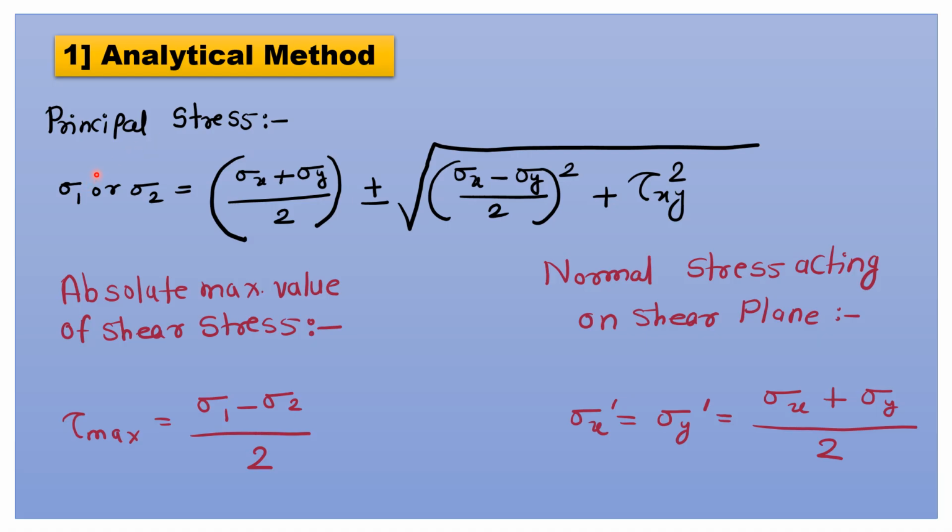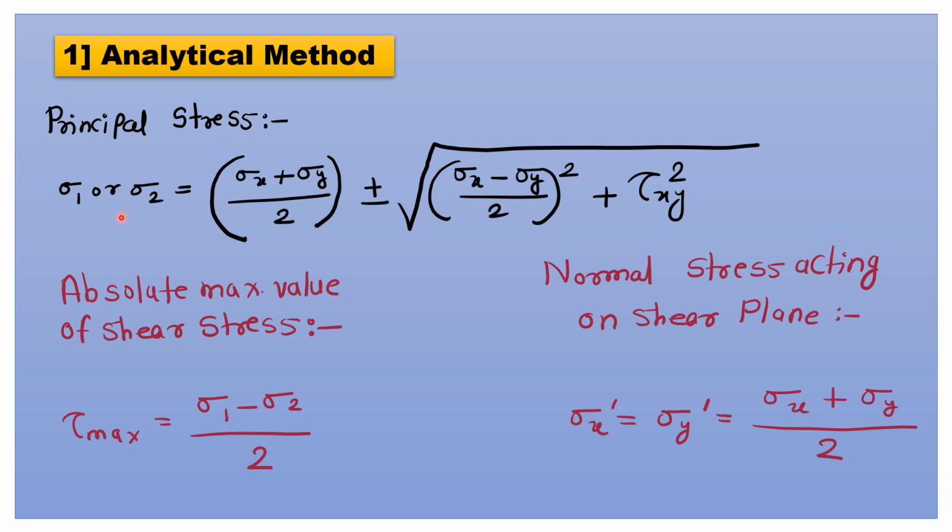First one is the analytical method, which is calculated with the help of formulas. And the second one is the graphical method, which is performed with the help of the Mohr circle method. In the analytical method, there are a few important formulas which I discuss here. The first formula is principal stress.